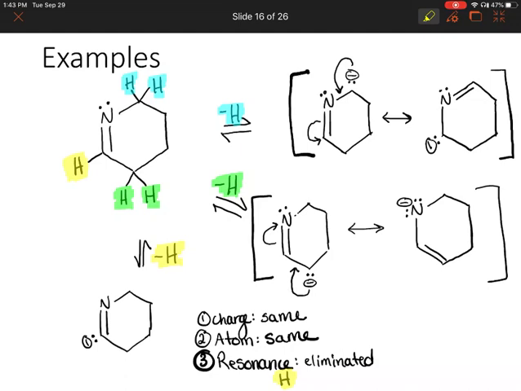Now we have to go back and compare our 2 structures up above that do have resonance. Which one is better? Let's do a second set of CARDIO. So this was our first CARDIO. Now we have to do more CARDIO.